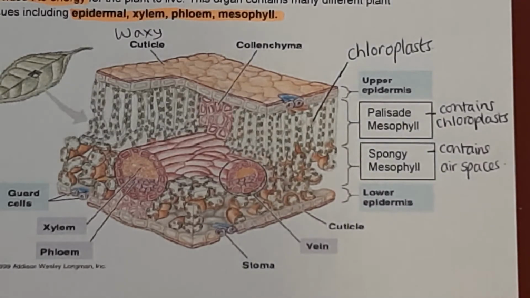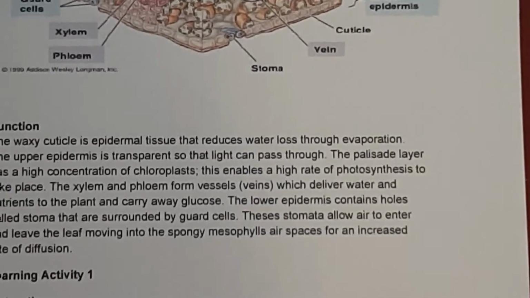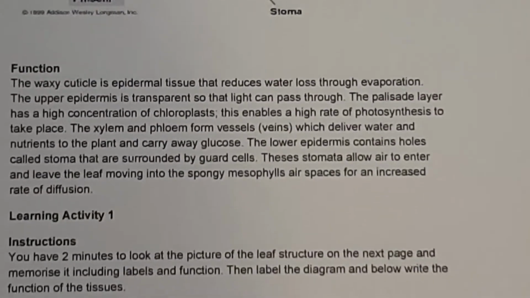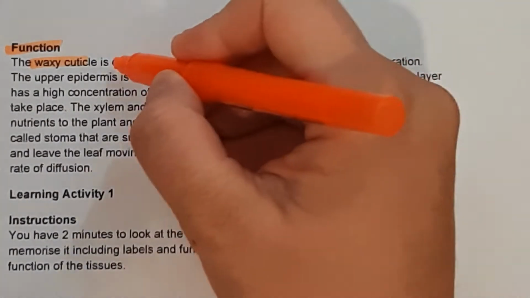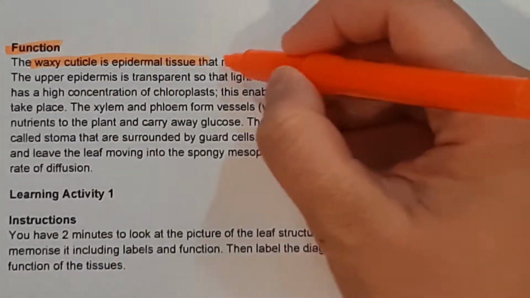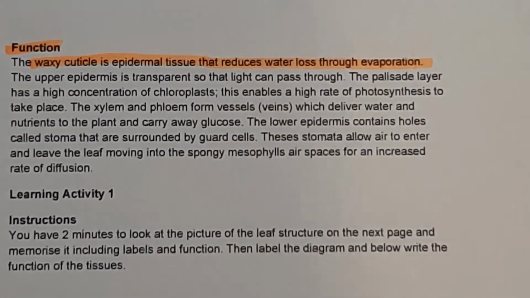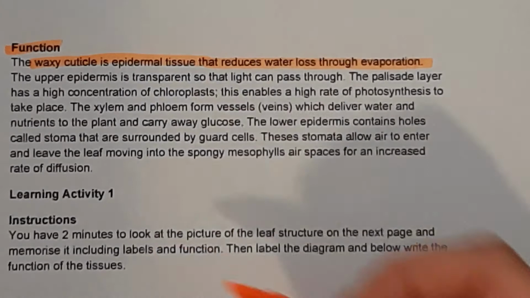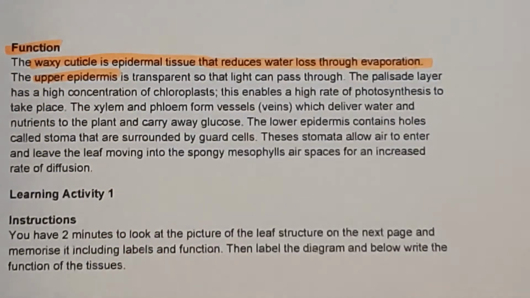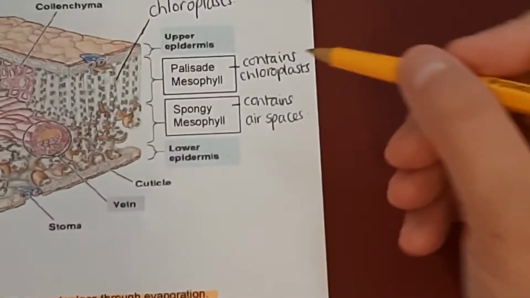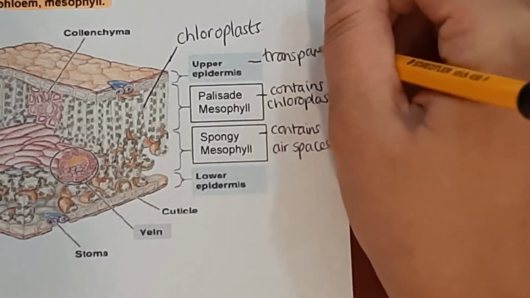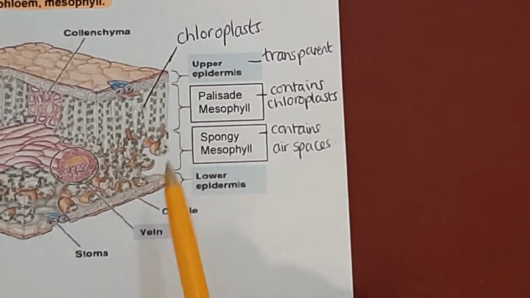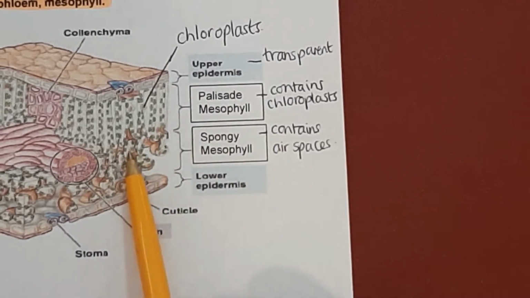So, the function. The waxy cuticle, which is labelled on the diagram at the top, is epidermal tissue. And it reduces water loss through evaporation, so it stops water evaporating off the leaf. The upper epidermis is transparent. Okay, and we can add this to our diagram from above. Transparent, that means see-through. And that allows light to pass through it so it can reach these chloroplasts so that the plant can produce energy.